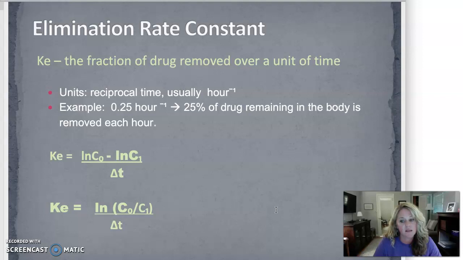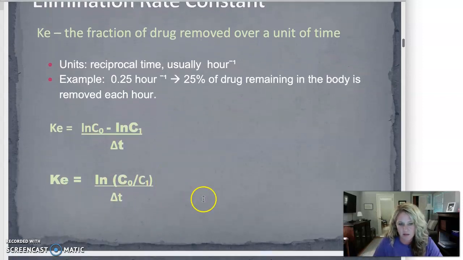This is different than zero order kinetics. This is first order kinetics. So it means however much is left in the body, we're going to remove that fraction per hour. And you can write this formula two different ways. You get the same answer regardless of the way that you write it.